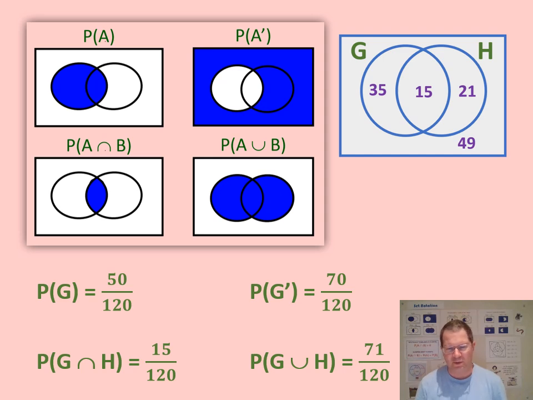Bottom left, we have the intersection. We can see straight from the diagram that the intersection is 15. And again, the denominator is 120. And then finally, the union is the sum of the 35, the 15, and the 21, which is 71, again, over 120. Or we could just take away 49 from 120 to get our 71.